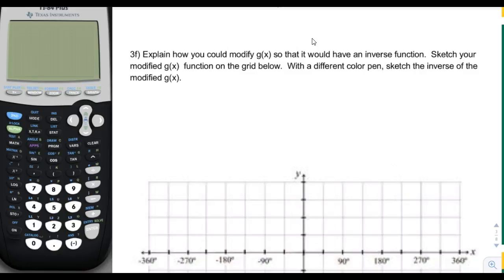3f, explain how you could modify g of x so that it would have an inverse function. Sketch your modified g of x function on the graph below. Normally, what we do to make a function that doesn't have an inverse into a function that has an inverse is we make it so that it doesn't go on forever.